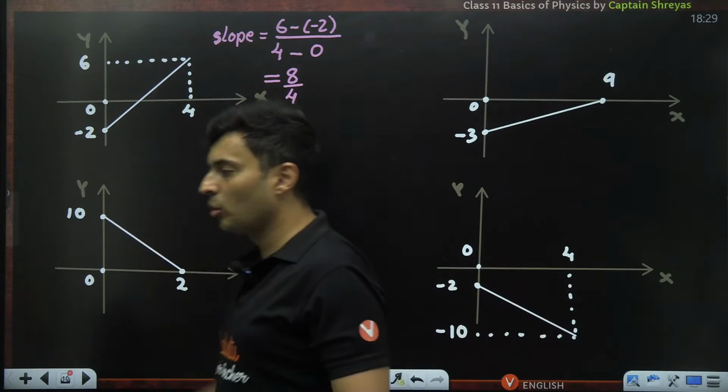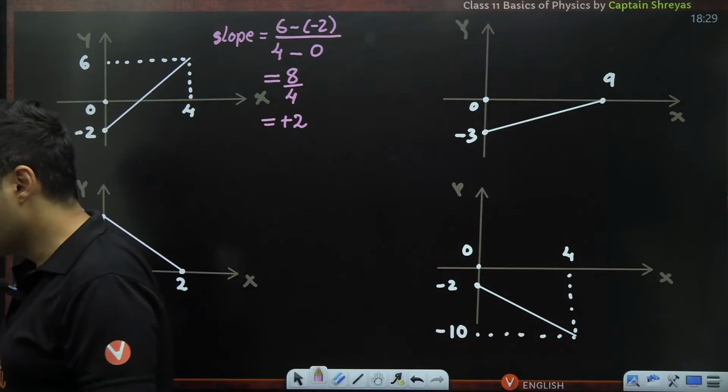It is expected that the slope would be positive. Yes. No, slope is not a vector.